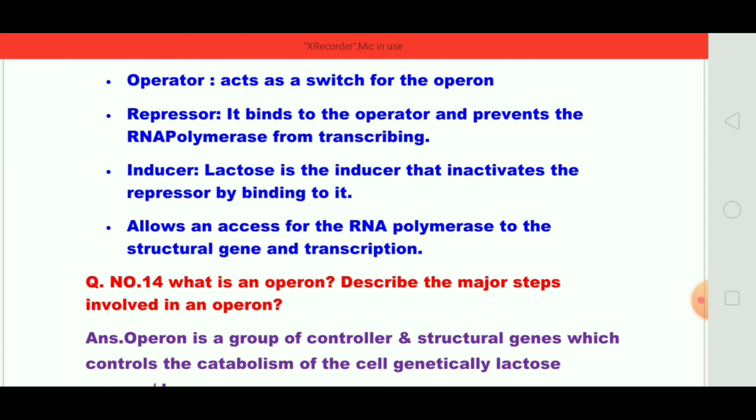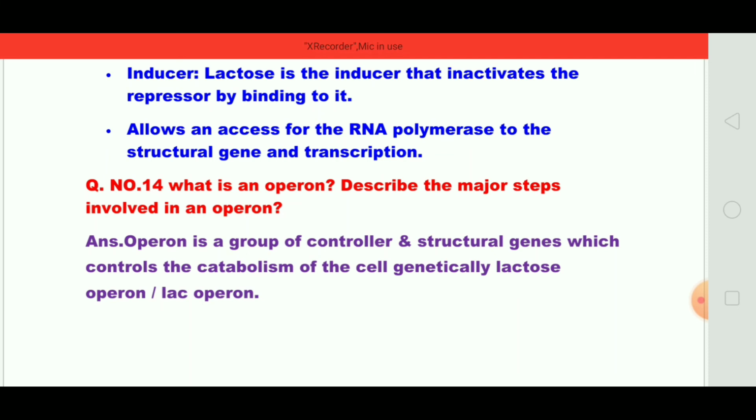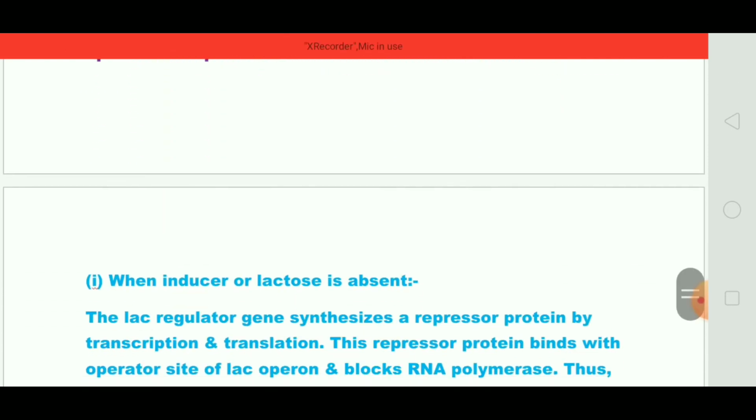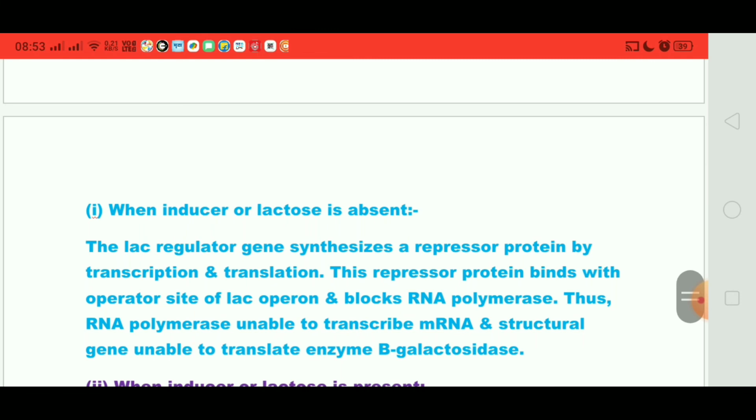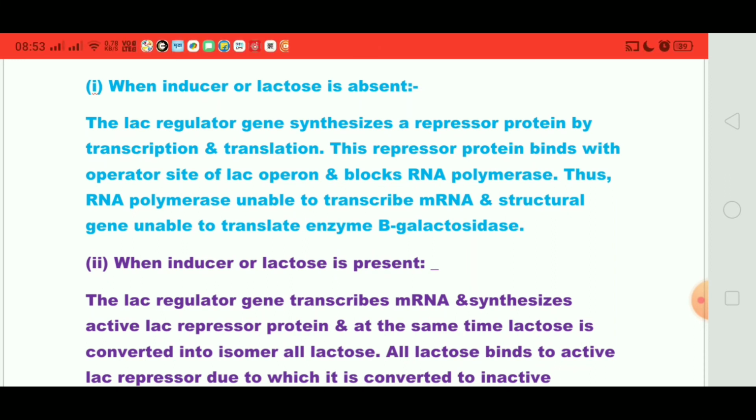Question number 14. What is an operon? Describe the major steps involved in it. An operon is a group of controller and structural genes which control the catabolism of the cell, for example the lactose operon, the lac operon. When inducer or lactose is absent, the lac regulator gene synthesizes a repressor protein by transcription and translation. This repressor protein binds with the operator site of the lac operon and blocks RNA polymerase. RNA polymerase is unable to transcribe mRNA, and the structural genes are unable to translate the enzyme beta-galactosidase.